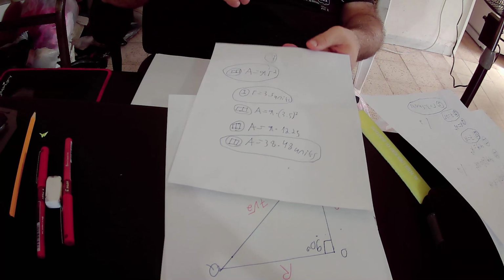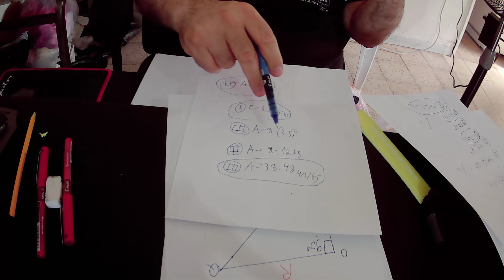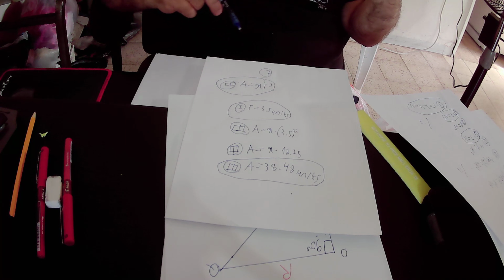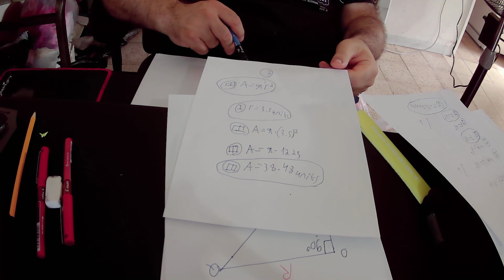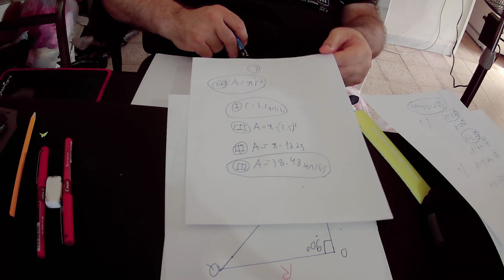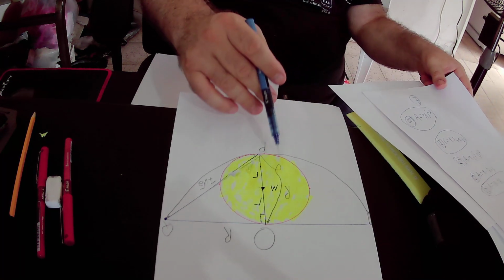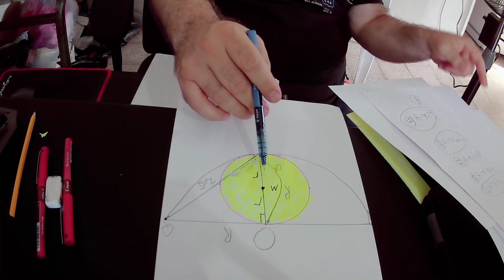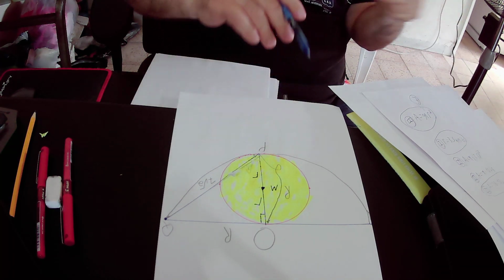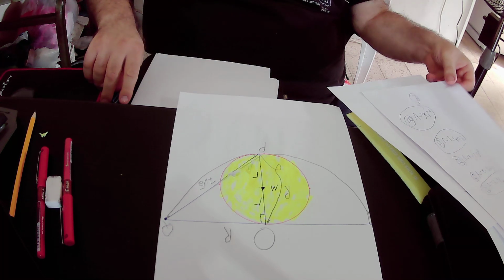Okay, so pi times 12.25 equals 38.48 units. So the area of the yellow circle equals 38.48 units. The area of this yellow circle is 38.48 units. Okay, so now I will summarize the lecture.